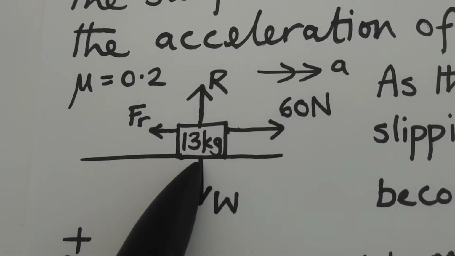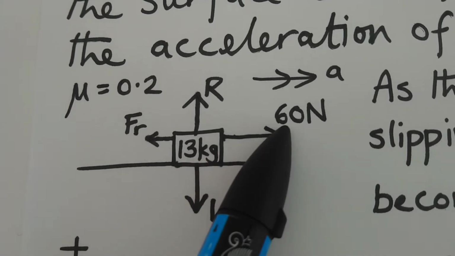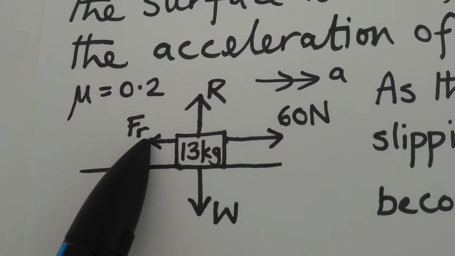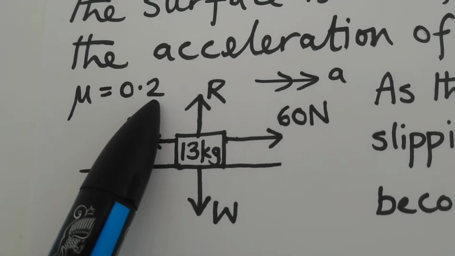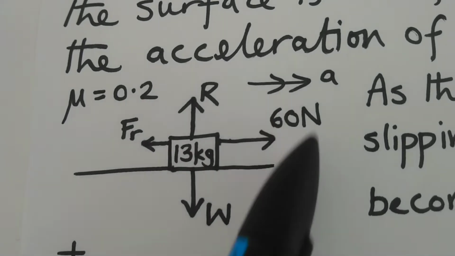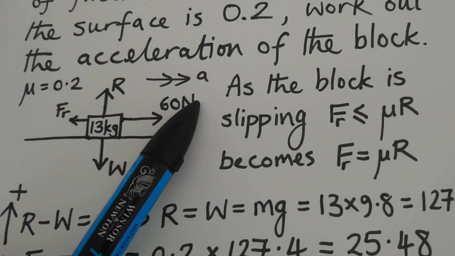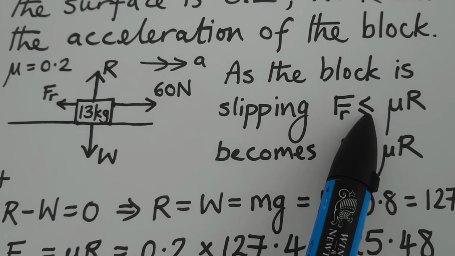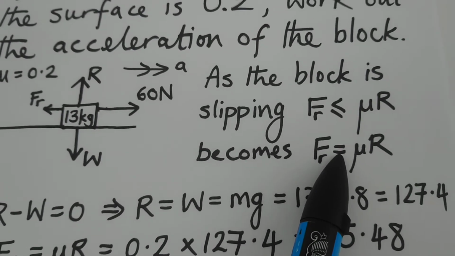So here is our diagram. 13 kilograms, we've got the weight, the normal contact force, the 60 newton force to the right, some kind of frictional force going left. Mu is 0.2, that's our coefficient of friction, and it's going to be accelerating in the direction that the force is pulling it. Now, because the block is slipping, that means this equation with the inequality becomes a normal equation, so we've got an equal sign there.